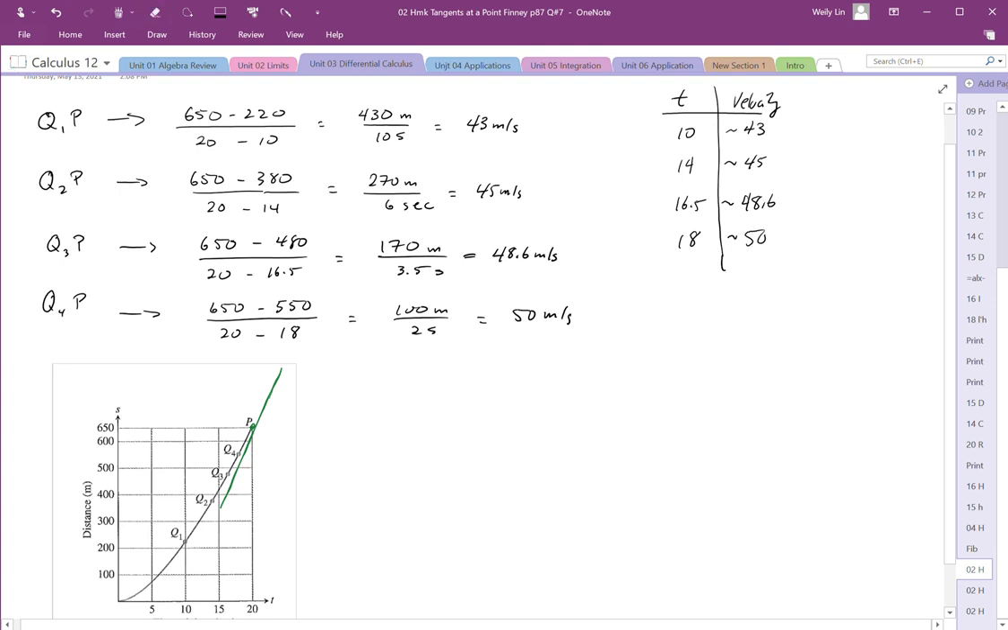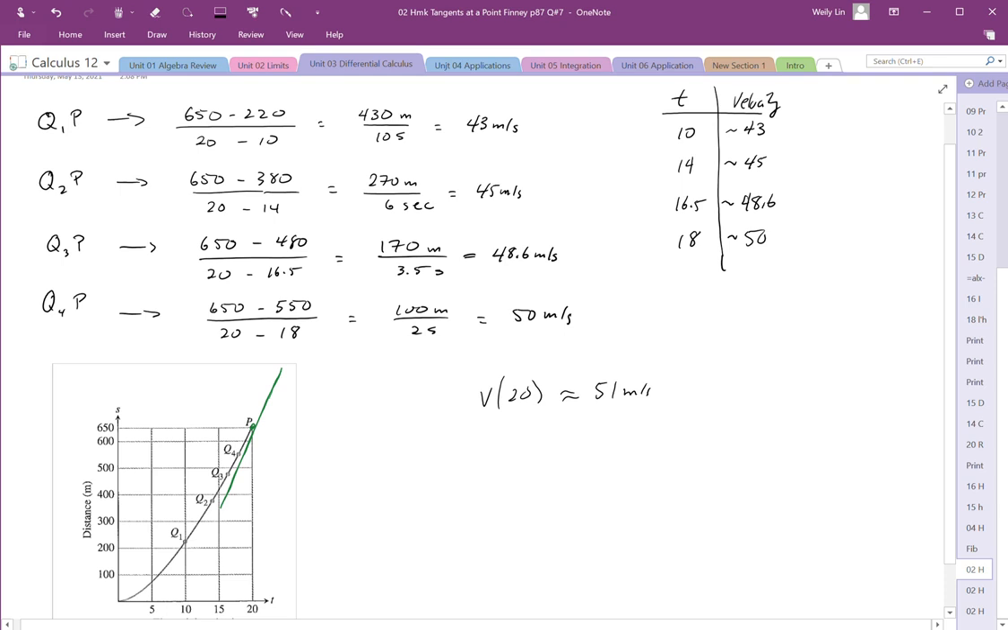Using this table, where it's asking us to estimate the value of the slope at 20 seconds, we want to estimate the tangent line here, and it's going to be slightly more than the secant line from Q4 to P. So I would estimate the velocity at t equals 20, which is at P, to be maybe about 51 meters per second, because it looks like it's increasing all the way along here. So that would be an estimate.